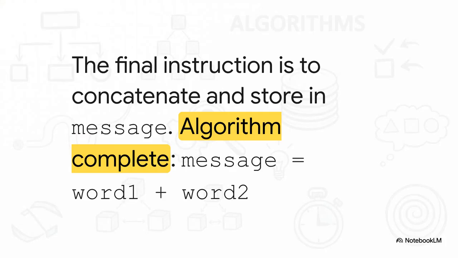And now for the final piece of the puzzle. Step 3. We need to join or concatenate these 2 variables and put the result into message. And we do that with a simple plus sign, just like this. message = word1 + word2. And that's it. That is our complete 3-line algorithm.